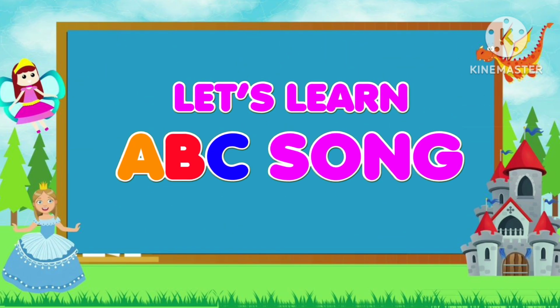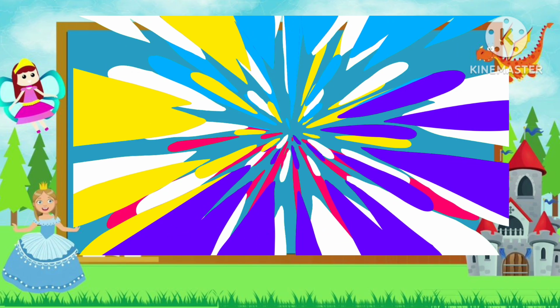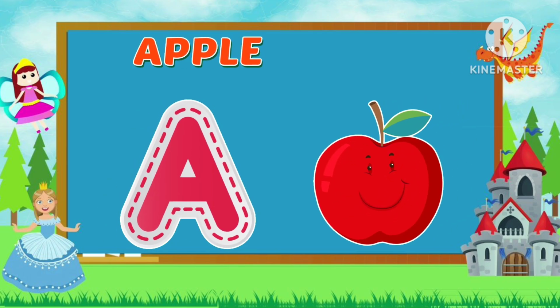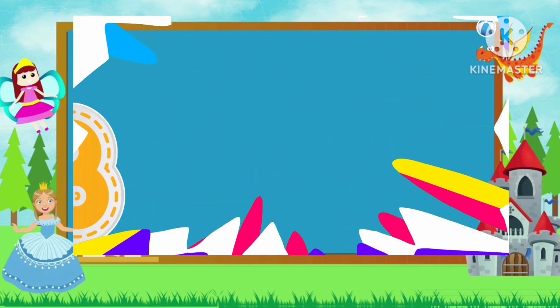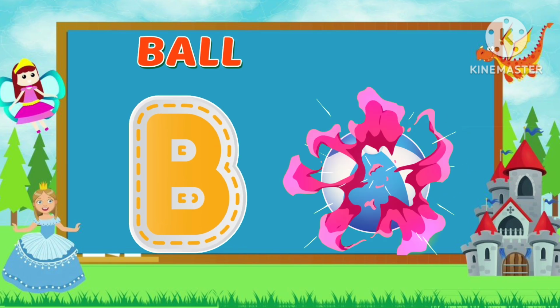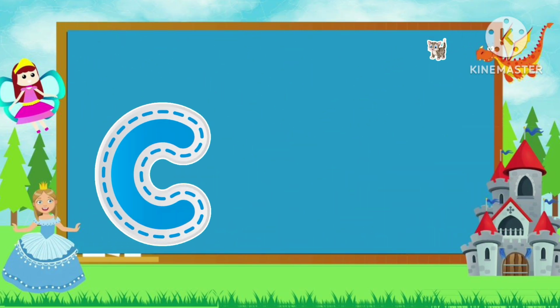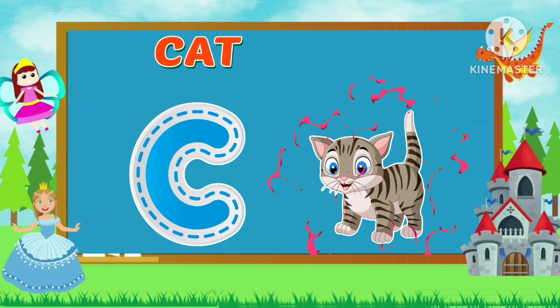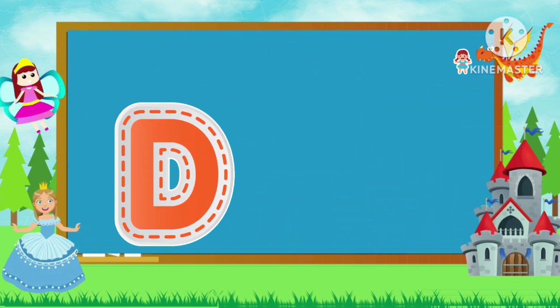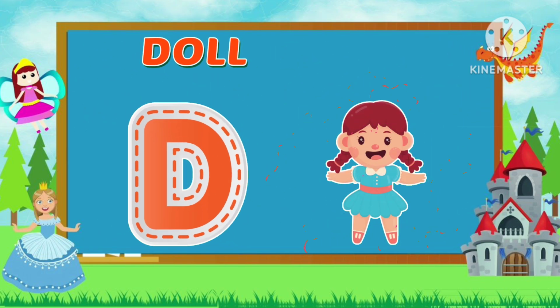Let's learn ABC song. A is for apple, apple. B is for ball, ball. C is for cat, cat. D is for dog, dog.